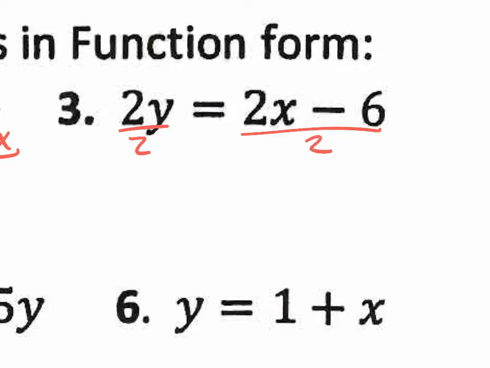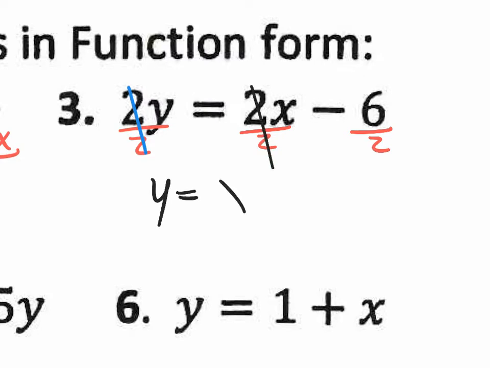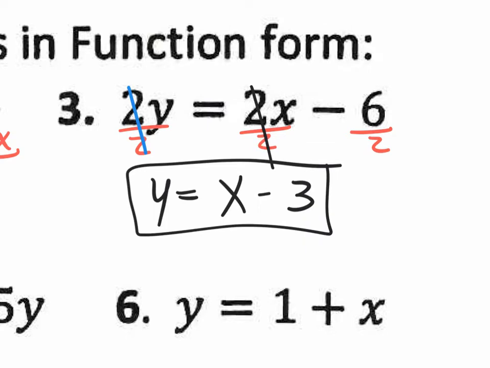Now, I'll be honest with you. I normally don't divide the whole thing by 2 if I see that this guy's divisible by 2 and this guy's divisible by 2. If that's the case, you might as well divide each one of them by 2. So maybe it's a good idea to not do the whole thing by 2, but let's do the whole side by 2. Let me put divided by 2 here and divided by 2 there. And now we have y equals, this cancels out, x minus 3. And ladies and gentlemen, that is your function form equation.